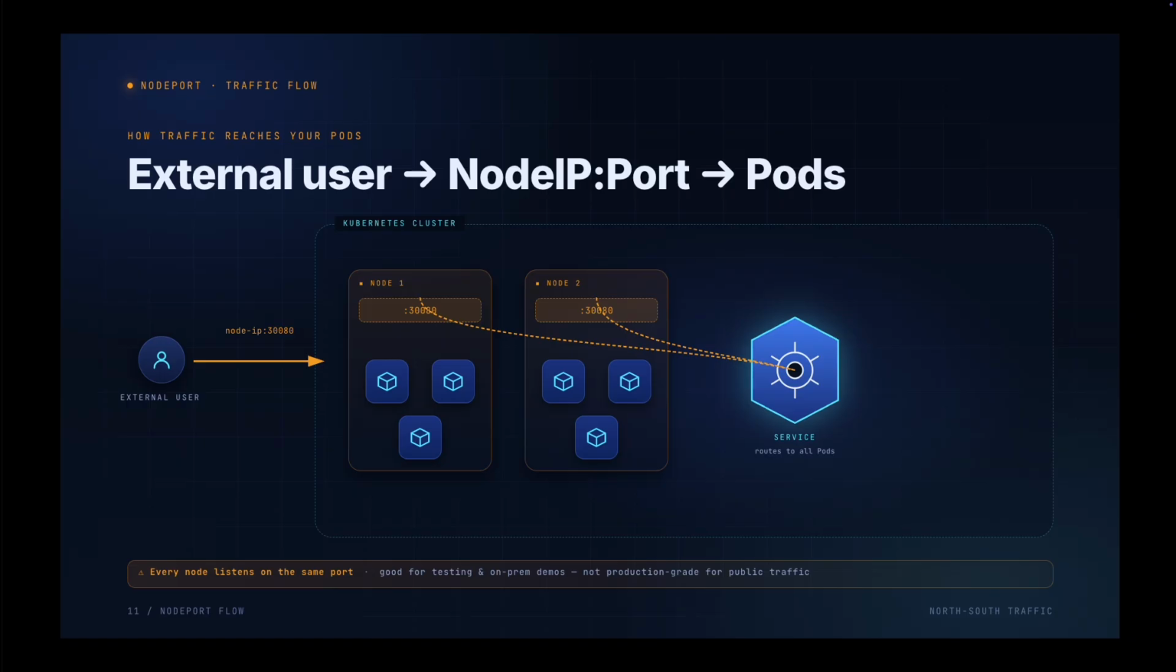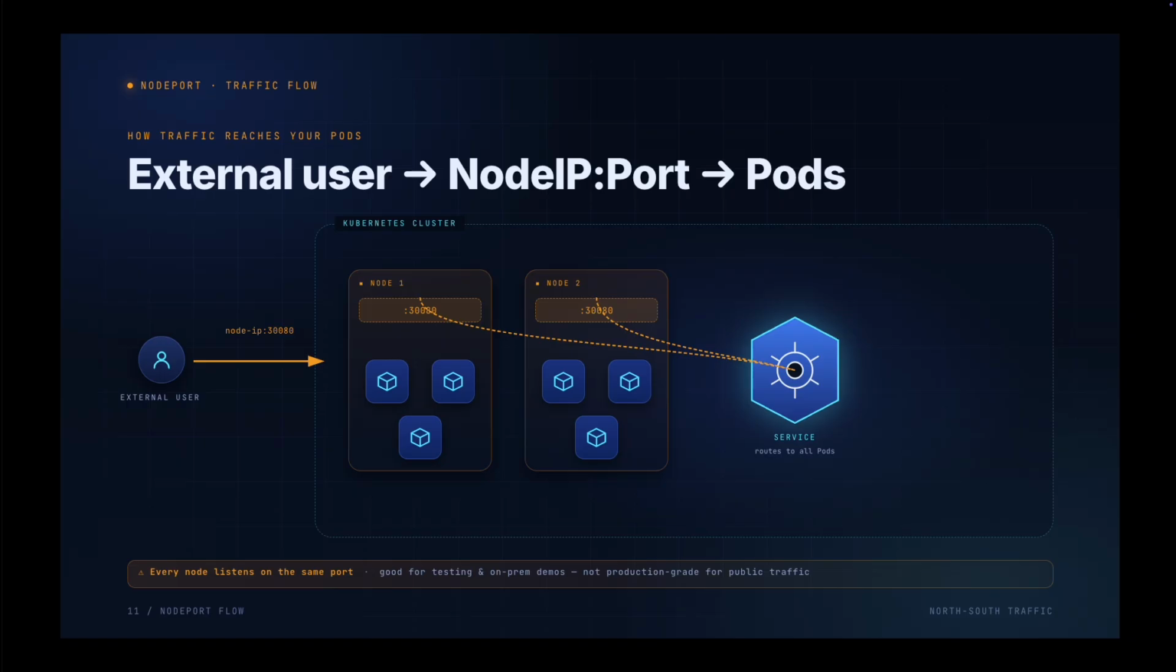This means the application remains reachable even if pods move between nodes or new pods are created. From the user's perspective, they only need a node IP address and the node port. Kubernetes handles everything else behind the scenes. Notice that both nodes expose the same port. Even if the pod is running on a different node, Kubernetes can still route the request correctly. That's one of the advantages of the service abstraction.